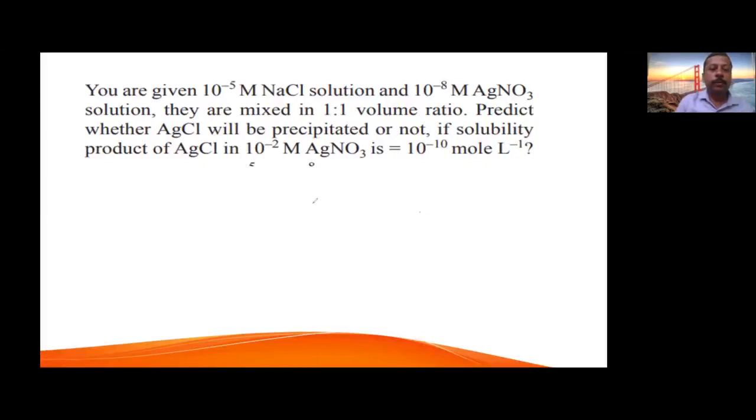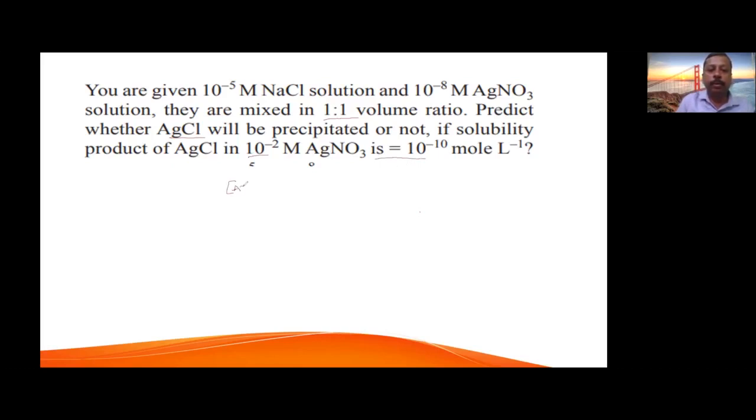Next question is given. You are given 10 to the power of minus 5 molarity NaCl solution and 10 to the power of minus 8 molarity AgNO3. They are mixed in 1:1 volume, that means equal volumes. Predict whether AgCl will precipitate or not. The Ksp of AgCl is 10 to the power of minus 10.